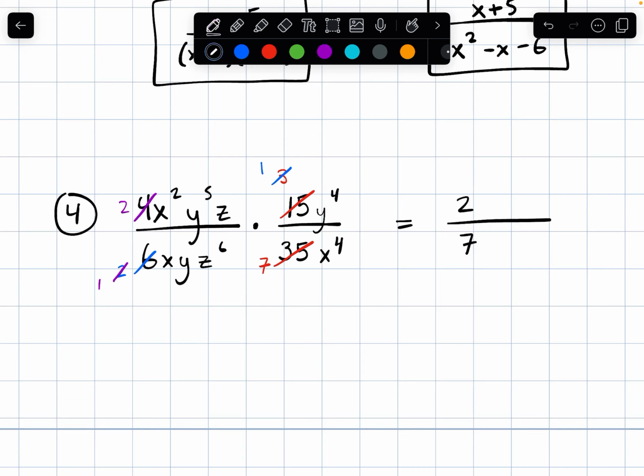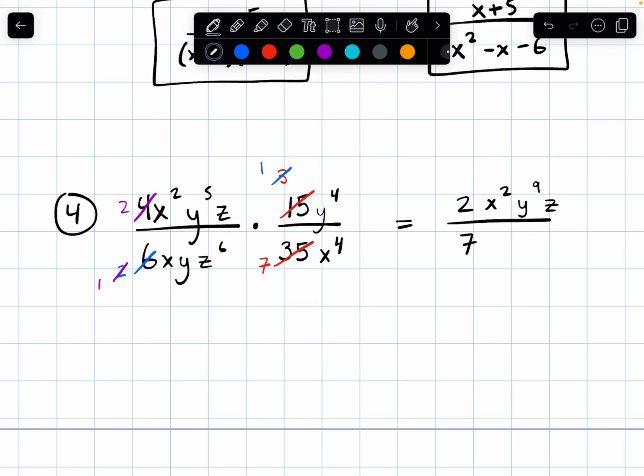And now when you multiply, you can clearly see it's 2 over 7. Again, I always like to do everything simplifying first. That way, it's just less work at the end of the problem. So if I multiply across with my variables here, we just have x squared in the numerator. Here I've got y to the 5th, but also a y to the 4th. And we know that y to the 5th times y to the 4th is y to the 9th.